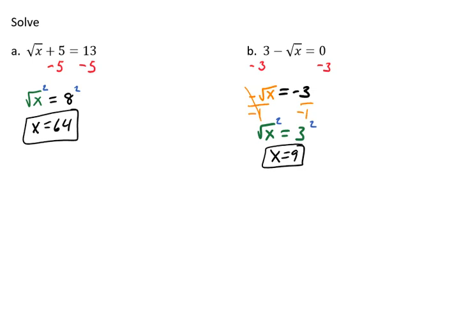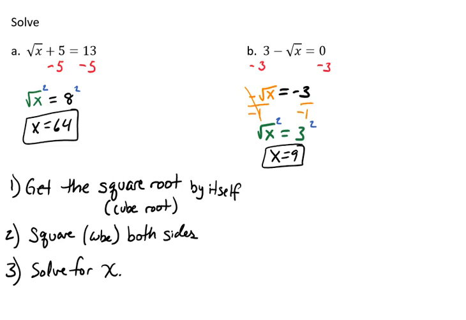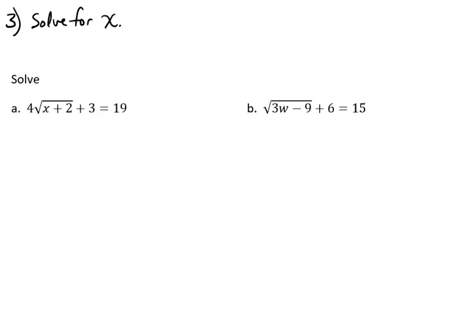So basically, there are 3 steps for how to solve a radical equation. First, you get the square root by itself. Now, if it's a cube root, you'll get the cube root by itself. Second, you square or cube both sides, depending on what type you're working with. And then third, you simply solve for x. Let's try a few more examples that are a little bit more challenging.